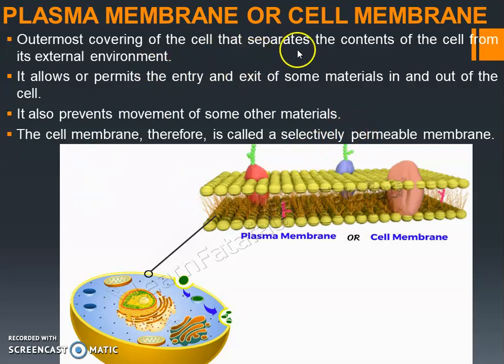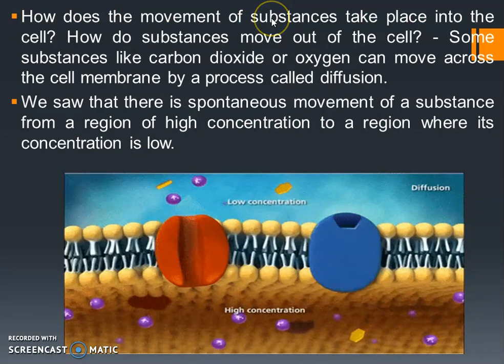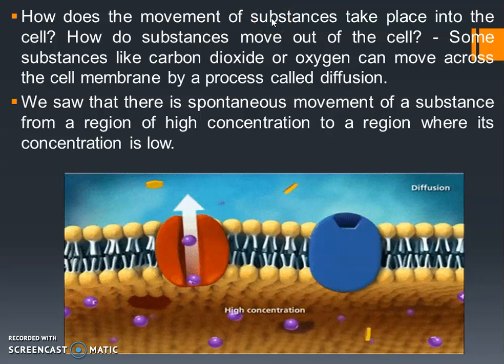Okay, we told that there is entry and exit of material happening, and we learned that the plasma membrane is a semi-permeable membrane. It allows only certain substances to move in and out of the cell. Now how does this movement happen? How does the movement happen from the outer environment into the cell? So how does the movement of substance take place into the cell?